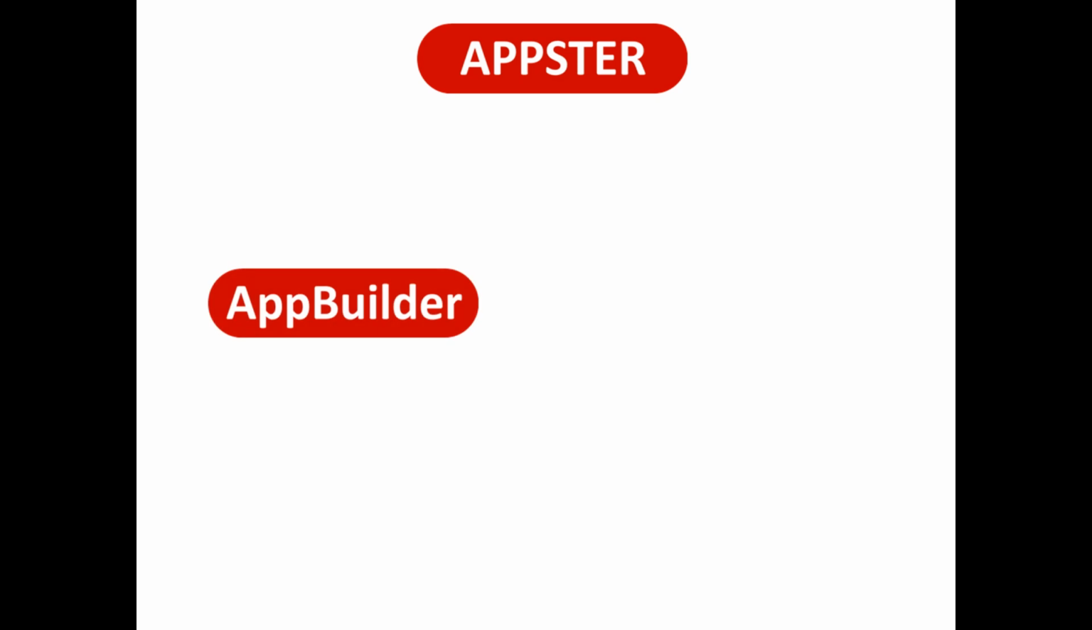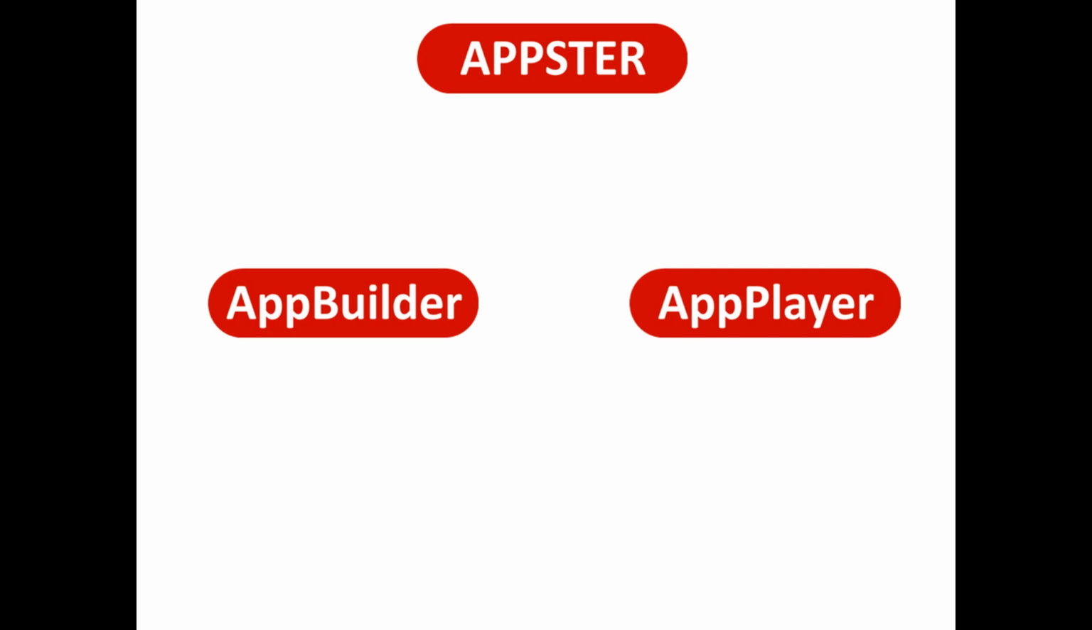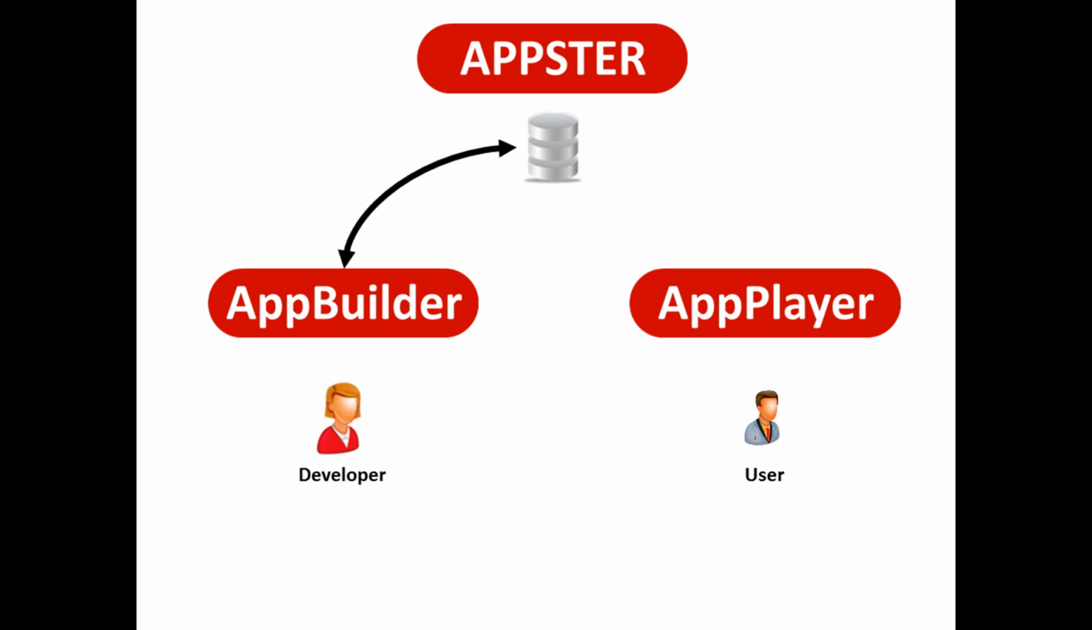How does Appster work? Appster consists of two main components, App Builder and App Player. App Builder is used by developers to build user interfaces, and App Player is used by users to run the applications that you have built. These applications are stored entirely within an Appster database. An App Builder is the tool for building these.